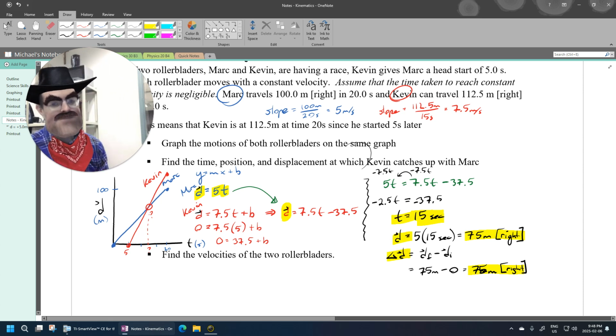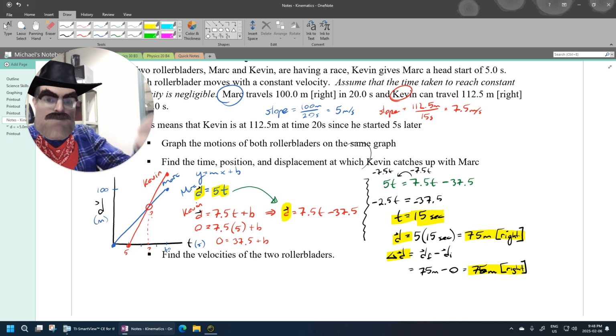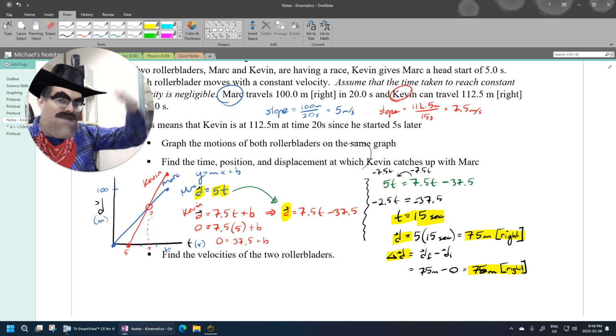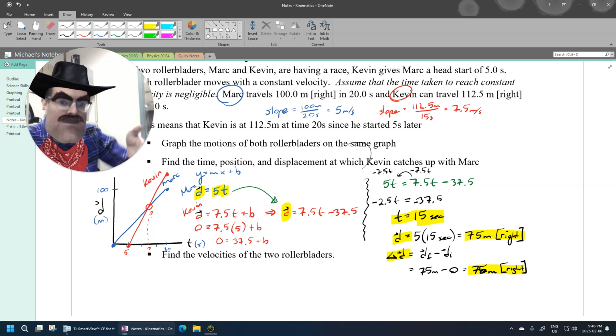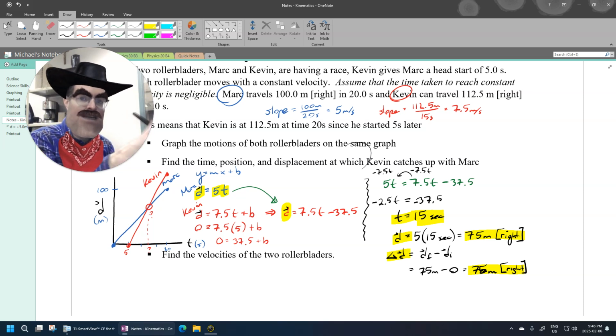All right. The next part here says find the velocities of the two rollerbladers. We did that already. Remember when we found the slope of position time graph? We've been talking about this for 2 weeks now. The slope of position time graph is the velocity, so we know their velocities. Kind of put them up here already. I could just rewrite them down here.